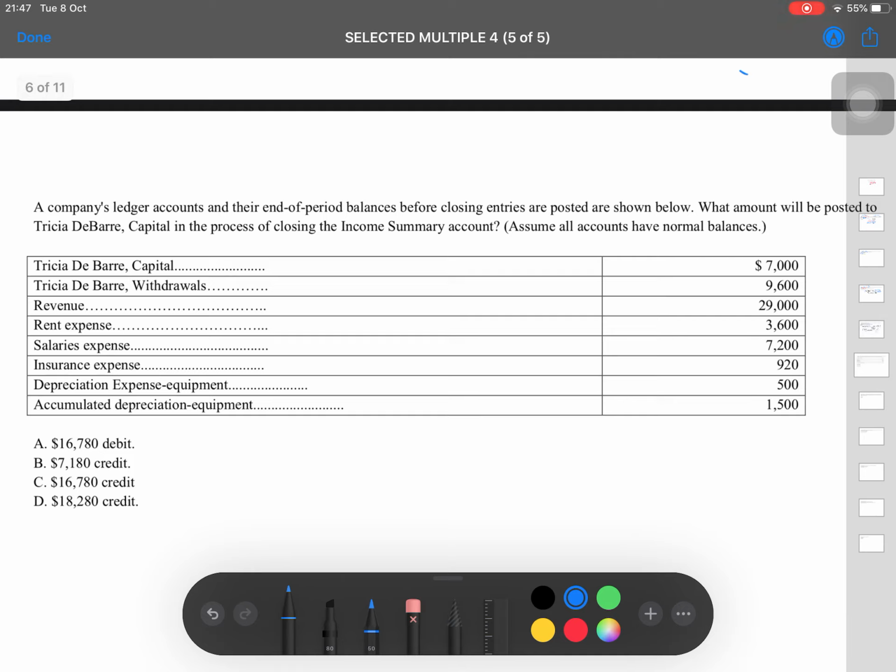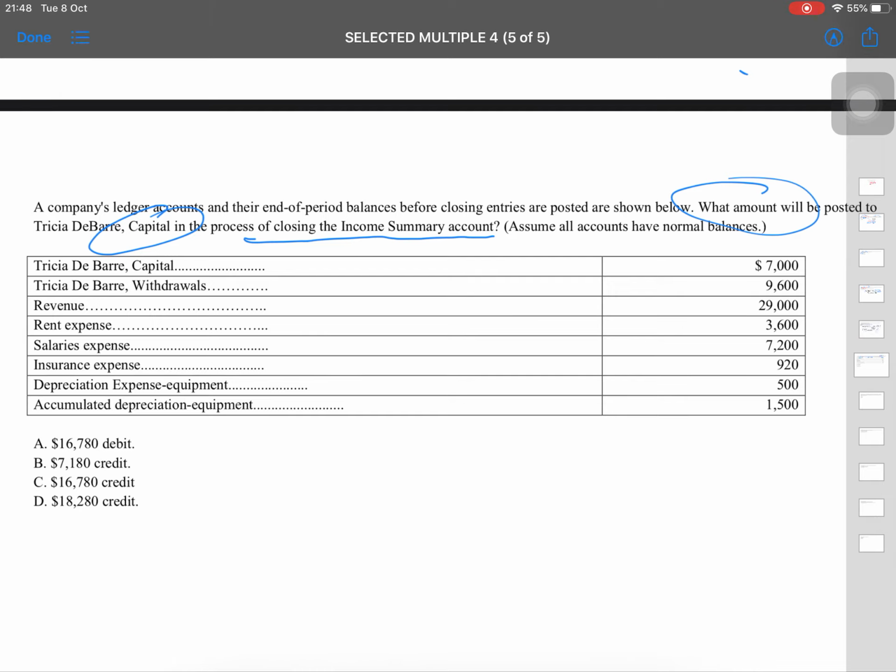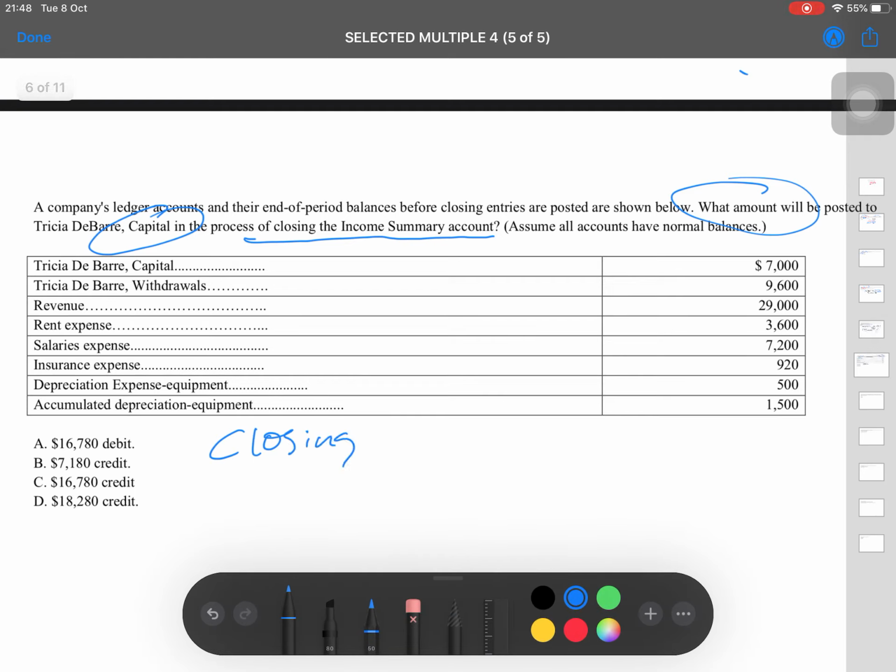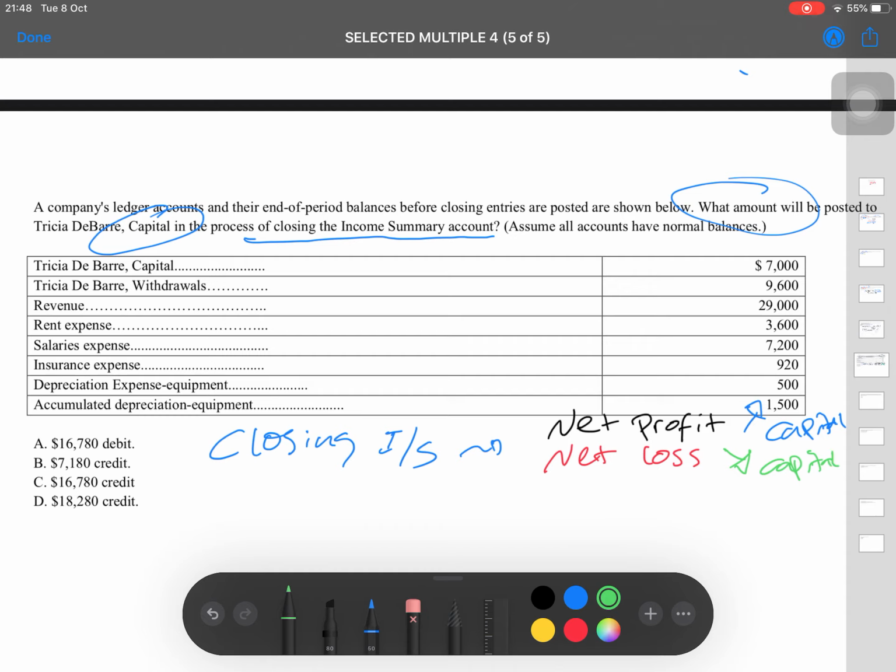Let's see the question first. What amount will be posted to capital in the process of closing the income summary account? Closing income summary means you need to decide whether the company made net profit or net loss. Net profit will increase capital, and net loss will decrease capital, right? So in this case, we need to see whether the company gets profit or net loss.